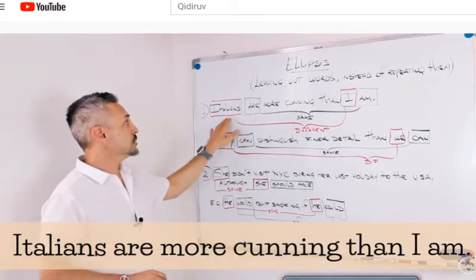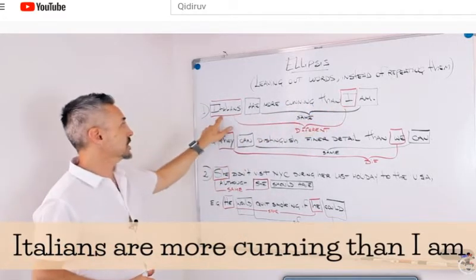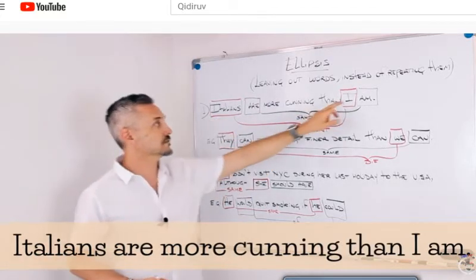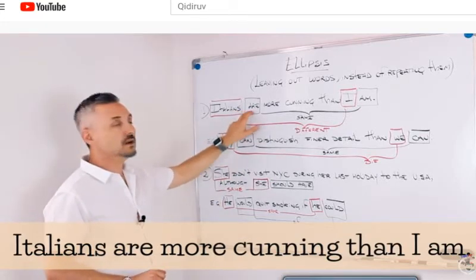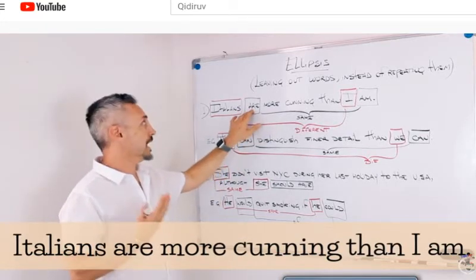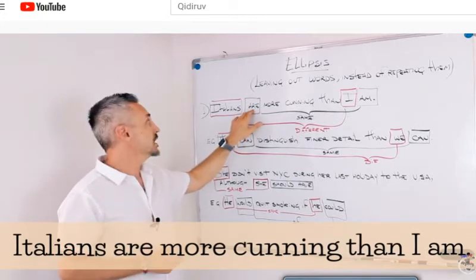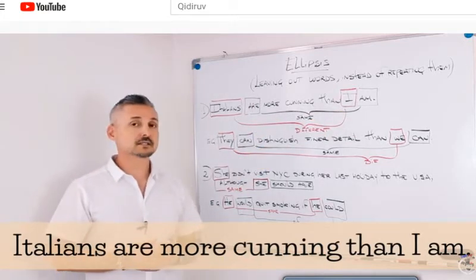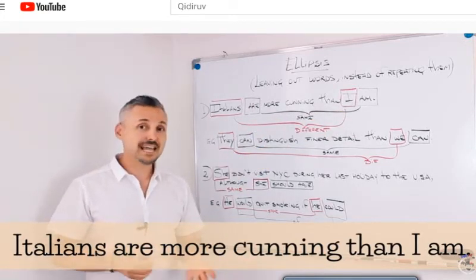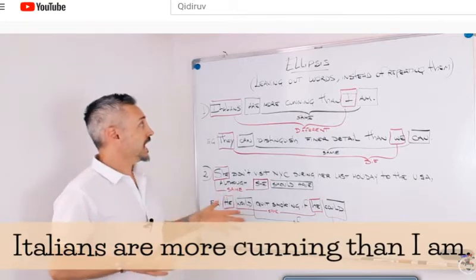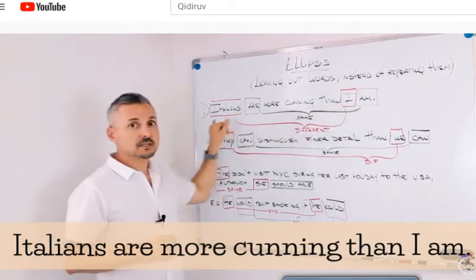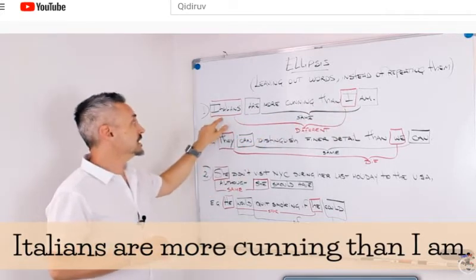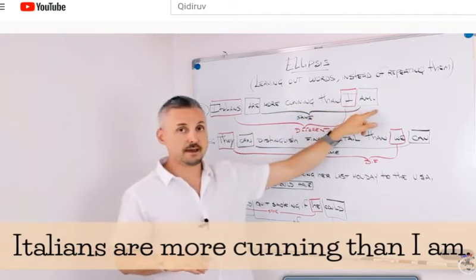In this case, we have different subjects. As you can see, Italians and I, first person. So these are different. But the auxiliary verb, or auxiliary verb and verb in this case because it's the verb to be, are the same. So in a sentence where we describe a state or an action, you can have different subjects, but you have to follow the same auxiliary. Like in this case, Italians are more cunning than I am.